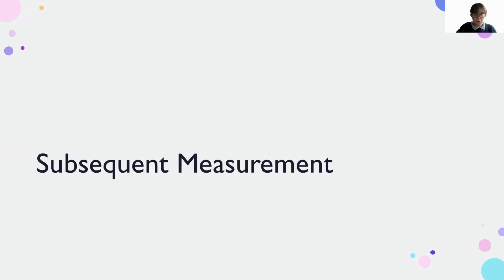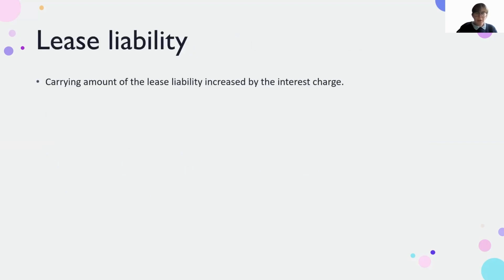So that's initial measurement covered for leases. But we also have subsequent measurement. So this is all about applying depreciation and any impairment charges that may exist. The lease liability here is going to be the carrying amount of the lease liability increased by the interest charge.